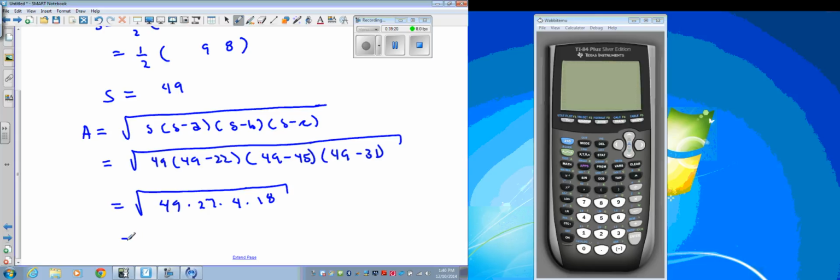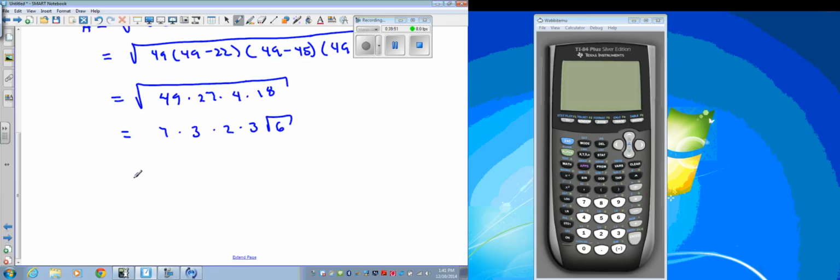Did you get it? This 49 comes out as a 7. 27 comes out as a 3 with a 3 left under. 4 comes out as a 2. And that number comes out, and that's square root of 6, isn't it? I don't know. Whatever those numbers are.